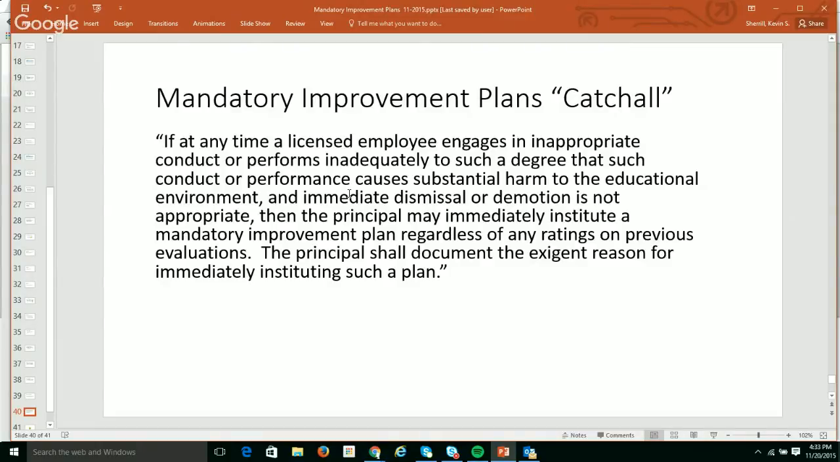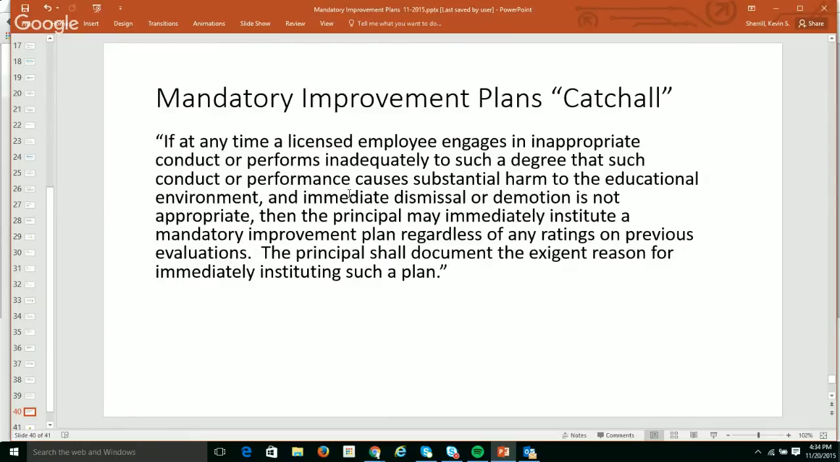So you could have an excellent teacher, somebody who right now you think is excellent, who does something absolutely off the chain in February, and forget about you already classifying them as excellent once before. You can turn around and put them on a mandatory improvement plan if something really crazy happened and they're causing harm to the educational environment.